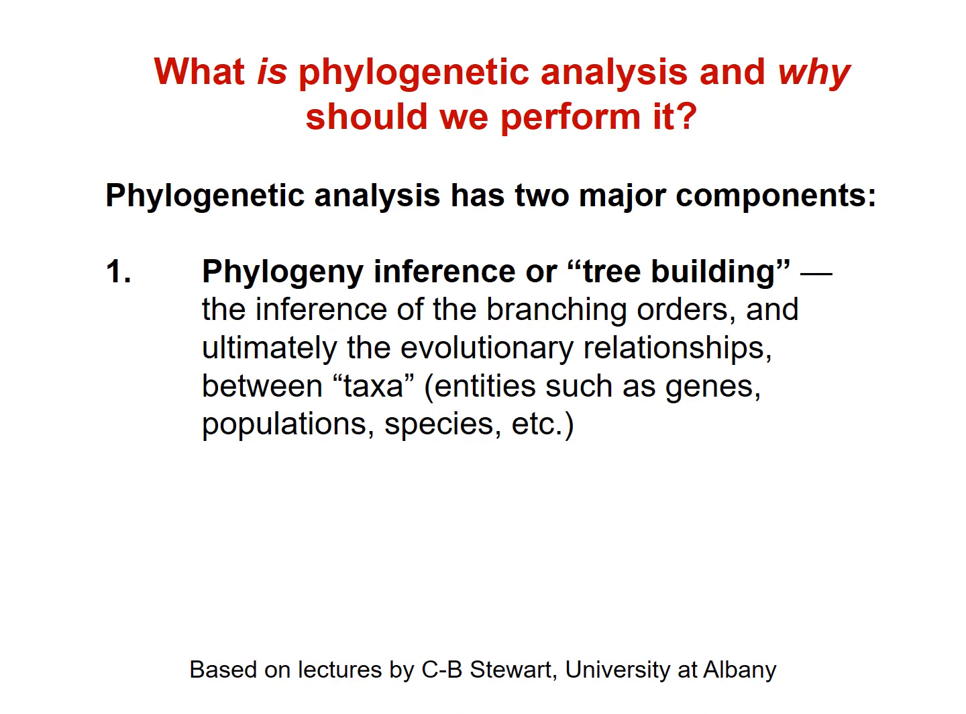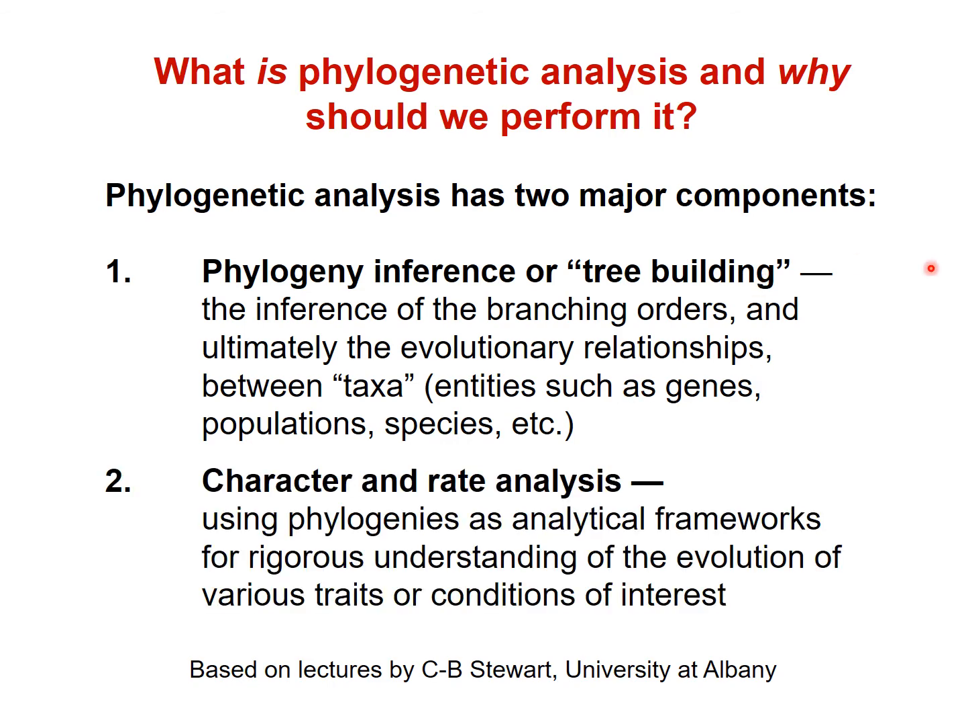So I'm going to start talking about the phylogenetic analysis part. What is phylogenetic analysis and why do we perform it? There are two major components. One is phylogeny inference, or tree building. This gives a branching order and evolutionary relationships between taxa. Taxa can be genes, populations, or species. And this is what we're going to use it for. You can also do character and rate analysis, so you can use the phylogenies that you make to get an understanding of how certain traits evolve.